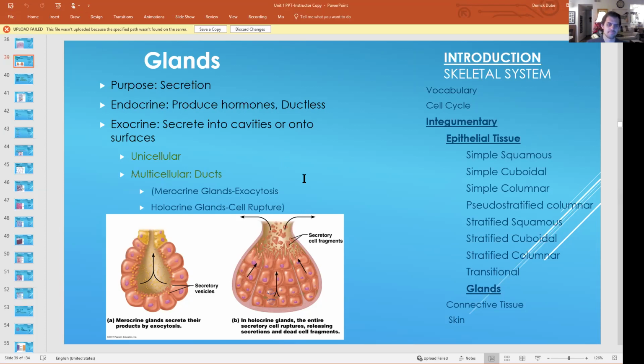All right. And then just knowing merocrine versus holocrine, you don't have to know. This is just showing that these are excreting them through some kind of diffusion or going through the cell membrane. And these ones, these cells are rupturing and releasing their contents, kind of like a bomb going off.